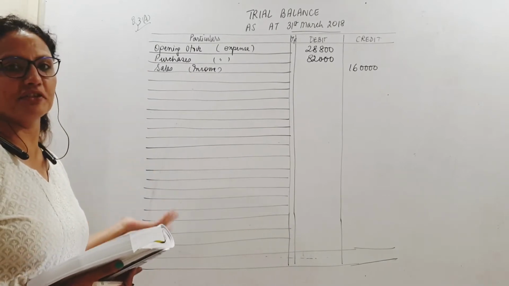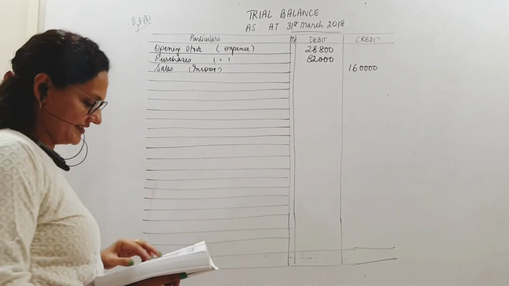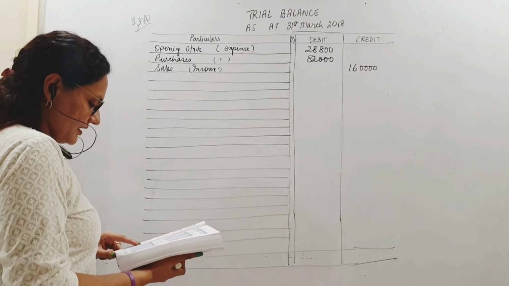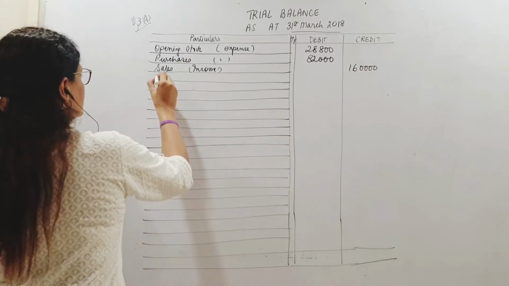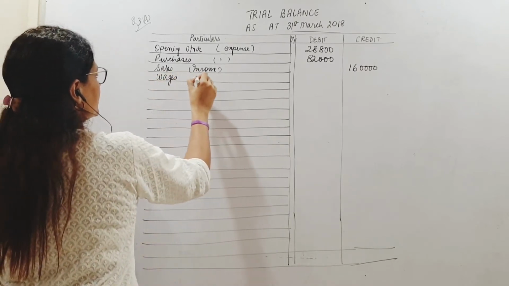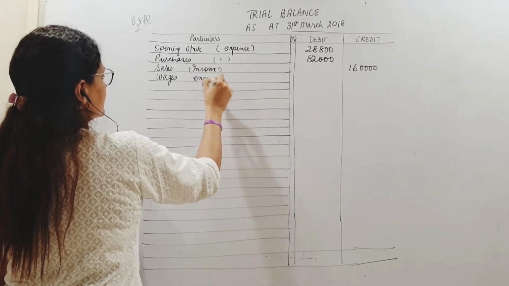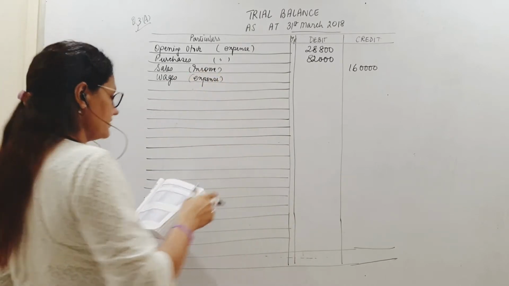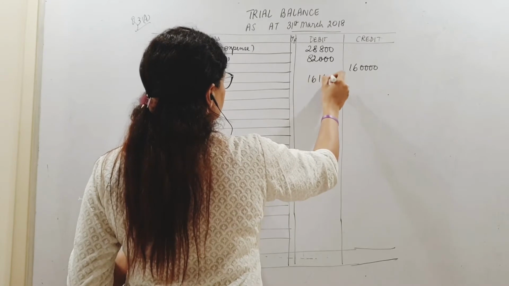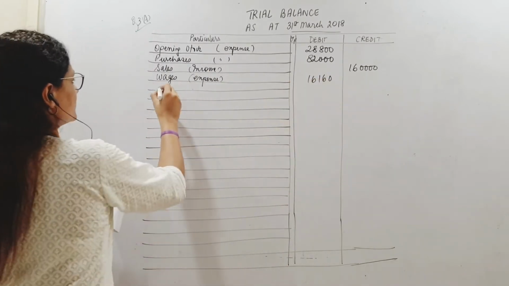So this is what we have to do in trial balance. That's simple. Then we have wages. Wages are an expense for me. These are direct expenses. Wages are 16,160. Then we come to salaries.